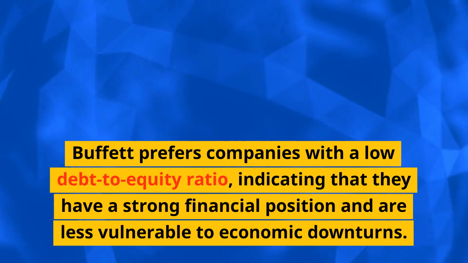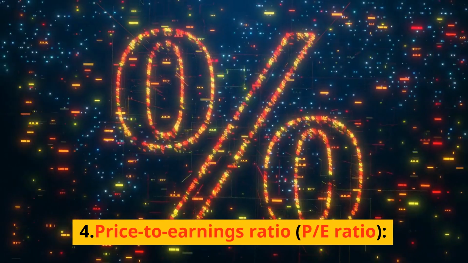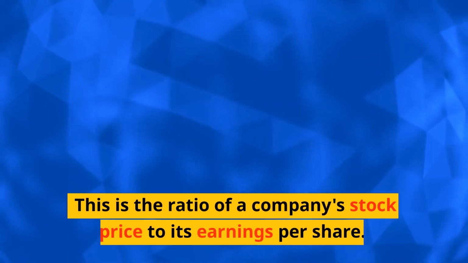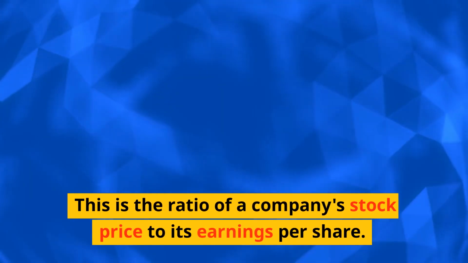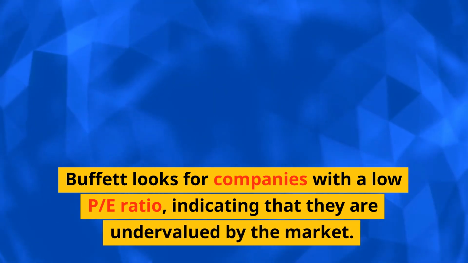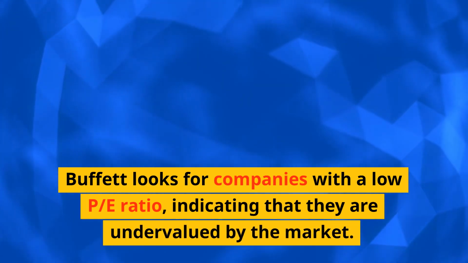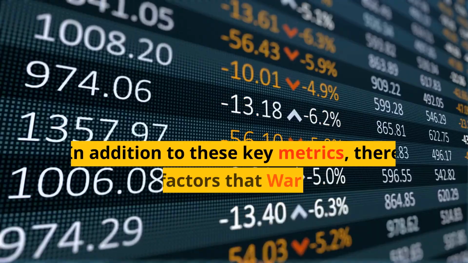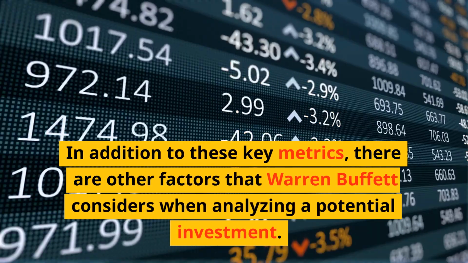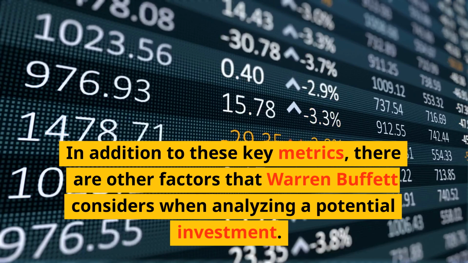4. Price-to-earnings ratio, PE ratio. This is the ratio of a company's stock price to its earnings per share. Buffett looks for companies with a low PE ratio, indicating that they are undervalued by the market. In addition to these key metrics, there are other factors that Warren Buffett considers when analyzing a potential investment.